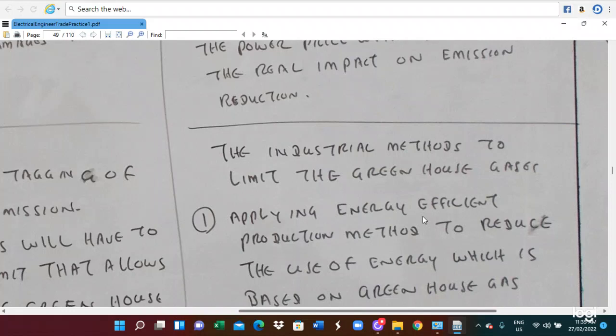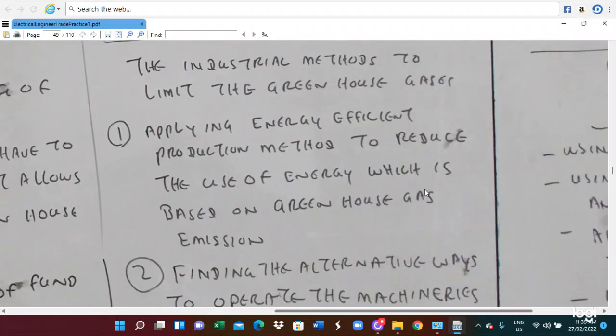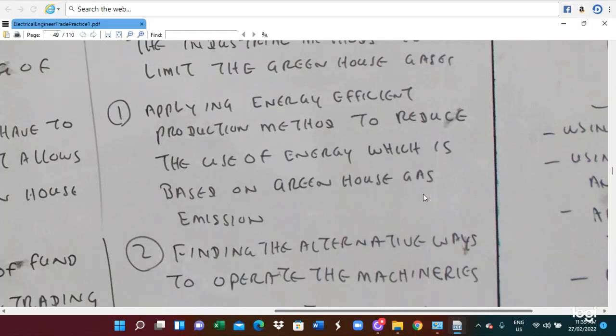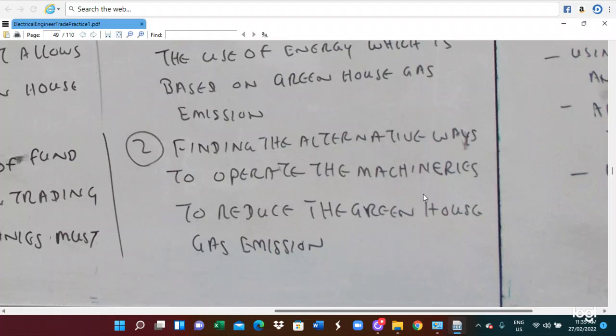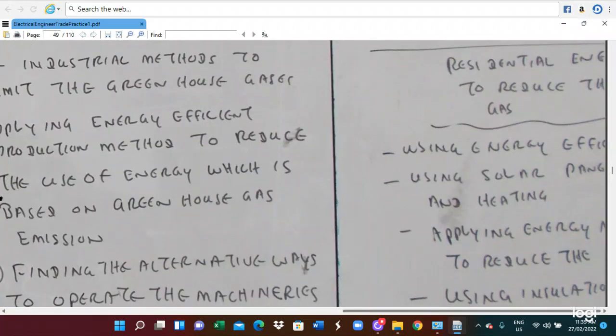So the industrial methods to limit the greenhouse gases are applying energy efficient production methods to reduce the use of energy, which is based on greenhouse gas emission, or finding alternative ways to operate the machineries to reduce the greenhouse gas emission. So this is the industrial method to reduce the greenhouse gas.